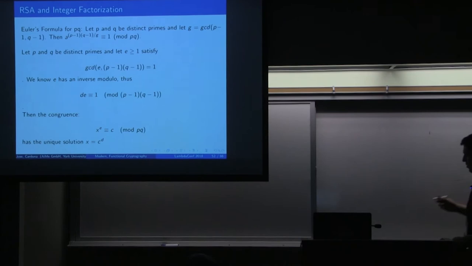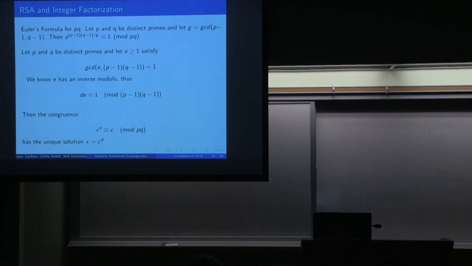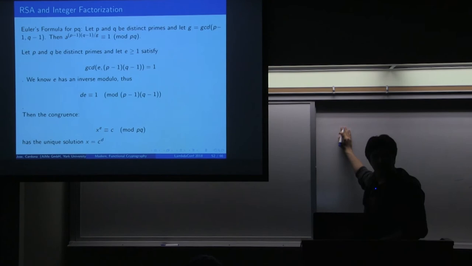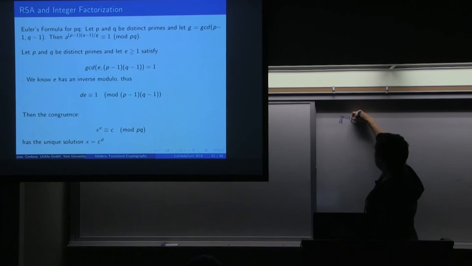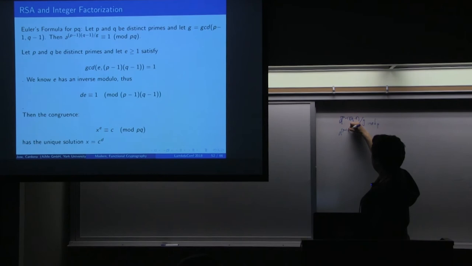We already talked about how the order of an element doesn't necessarily have to be p minus 1. But in this case, this transitively applies. Now imagine that we were not working under pq. Let's just work under p and q. So we have a to the (p minus 1)(q minus 1) over g. The g is the GCD of p minus 1 and q minus 1. Let's have this mod p, and we're going to do this mod q as well.